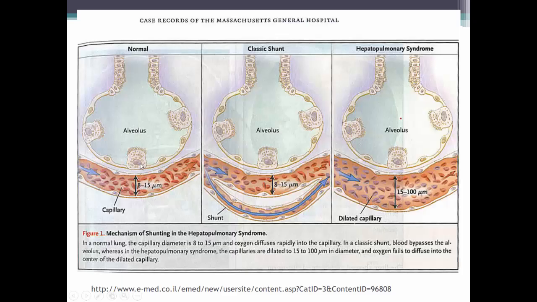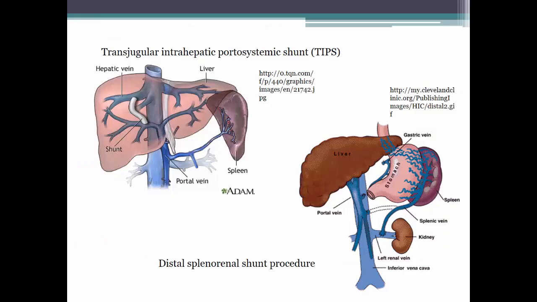So if you see, this is a normal alveoli. Normally when the patients have, for example, pulmonary emboli, there is a deviation of blood flow, which is called the classic shunt. The blood basically bypasses the alveoli, whereas in hepatopulmonary syndrome, right here, there is oxygen failure to diffuse due to massive vasodilators that are released. This is basically the main treatment for it.